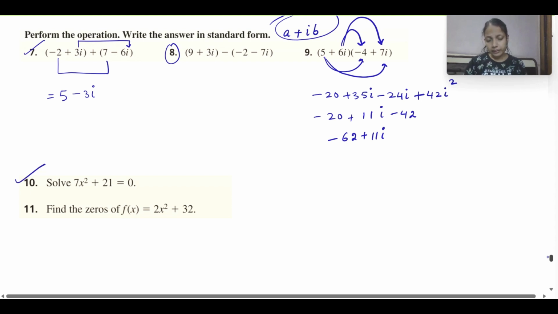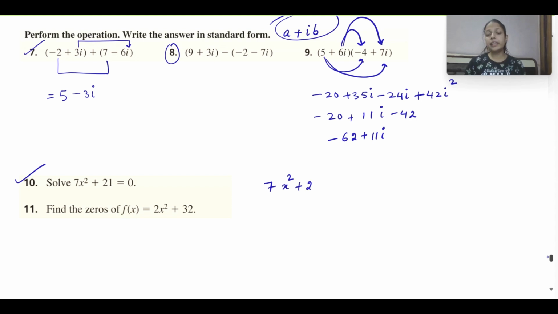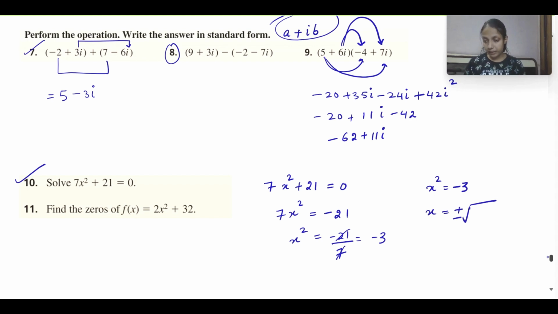I will solve the 10th. 7x square plus 21 equals 0. I keep the x square term in one side and shift the other term to the right side. Divide by 7, negative 21 by 7. 7 3s are 21, so I got negative 3. x square is negative 3. And if you take the square root, I will get plus minus square root of negative 3.